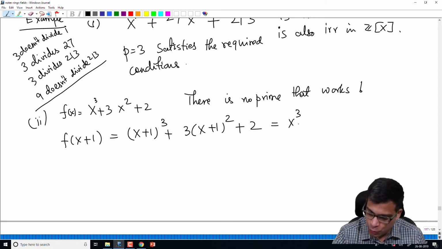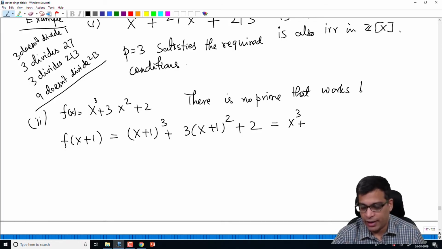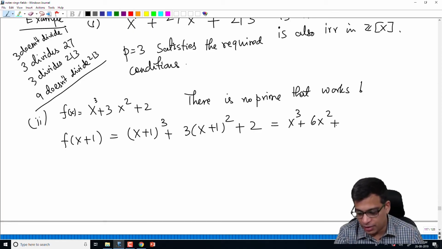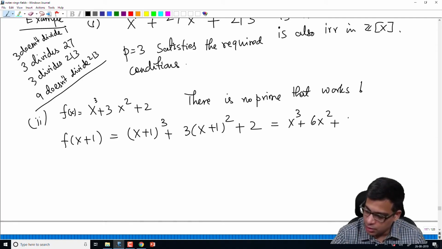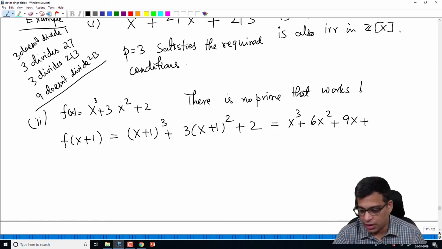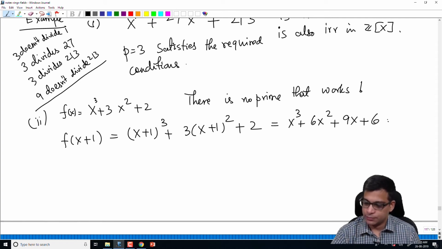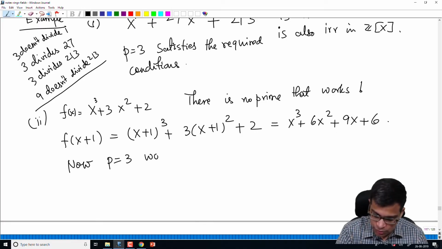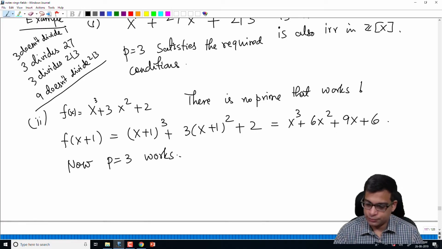You will have x cubed term plus 3x squared, and there will be another 3x squared, that will be 6x squared, plus there will be a 3x here and a 6x here, so that will be 9x. There will be a 1, there will be a 3, there will be a 2, so that will be 6. Now p equal to 3 works, right?